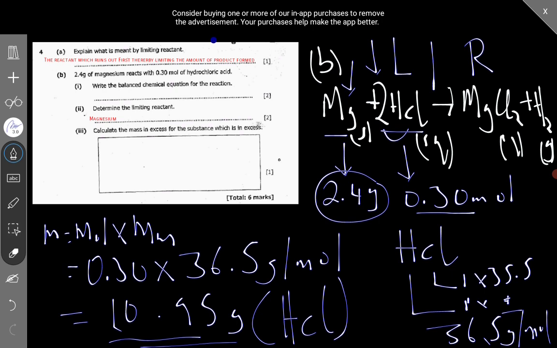For each and every reaction, there's always one that is added in excess, and there's always one that is added in less amount, which is called the limiting reactant or the limiting reagent.